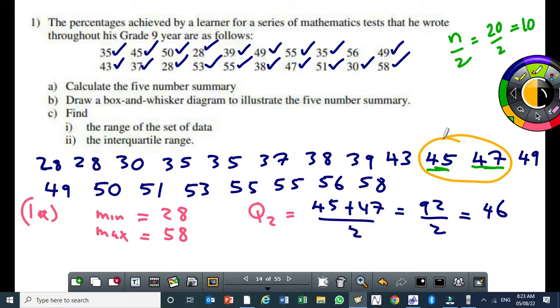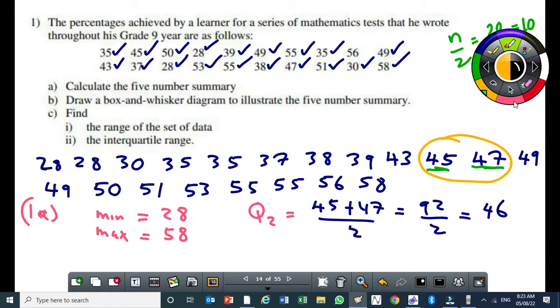Now, if you want to determine Q1, remember yesterday I said Q1 is the median of the first half of the data set. So our first half of our data set is going to stop here. This is where it stops. So all the values from 28 all the way up to 45, including the 45, are part of the first half of the data set. So there are 10 values from this 28 all the way up to that 45.